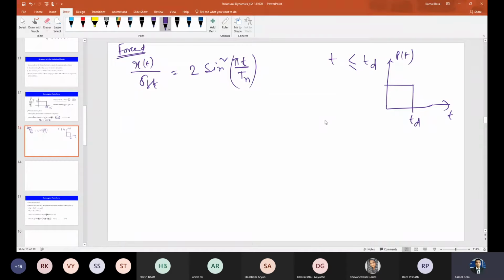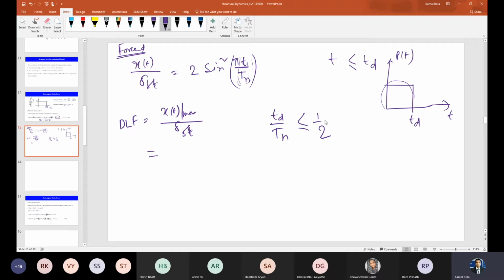Now tell me, my DLF is x(t) max divided by delta st. Here t cannot be more than Td, because we are concentrating on this part only. So I can put Td here and see the lower values of Td. Intuitively, consider first the case where Td by Tn is less than or equal to half. If Td by Tn equals half, then what will happen? If I substitute here for any time, what will be my DLF?